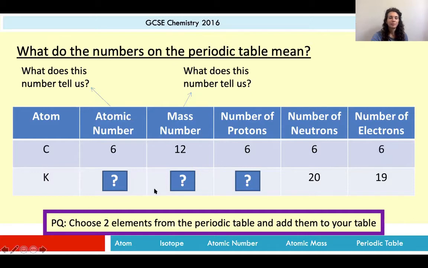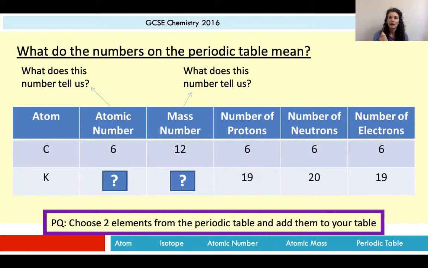And then down here for the potassium, the number of protons is 19. And how could I tell that? Well done, because it's the same as the number of electrons. Remember, they like to be balanced. So I've worked out the number of protons.